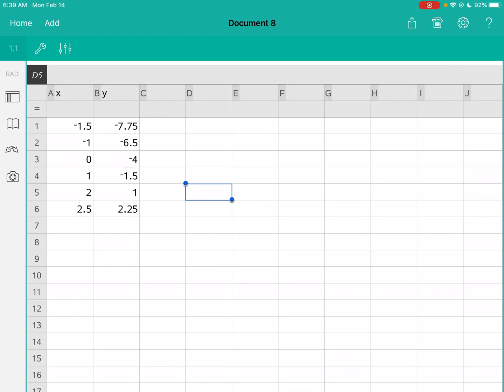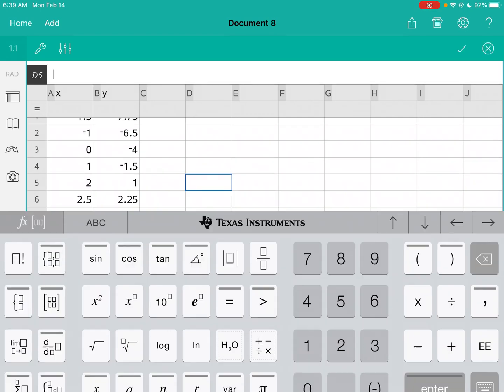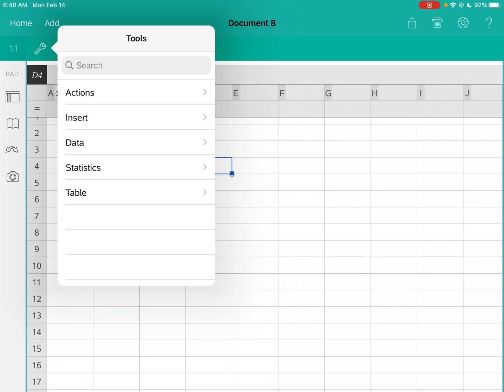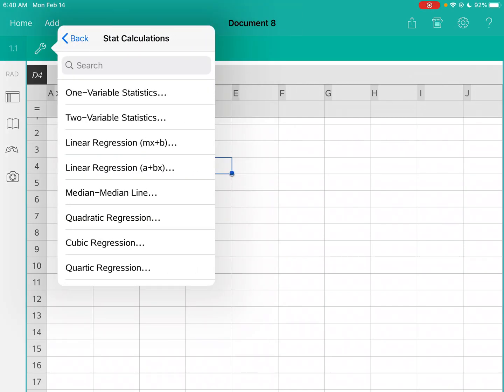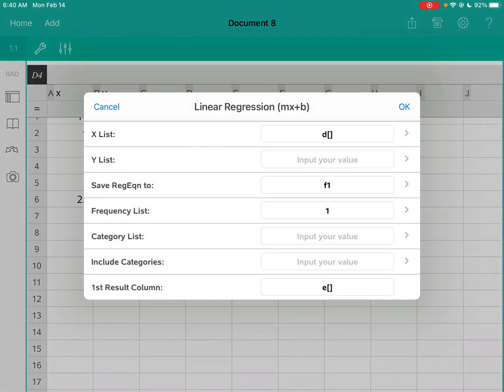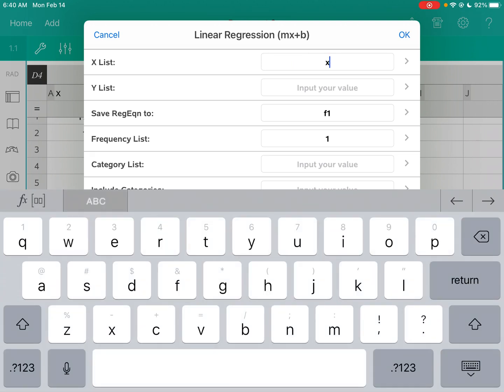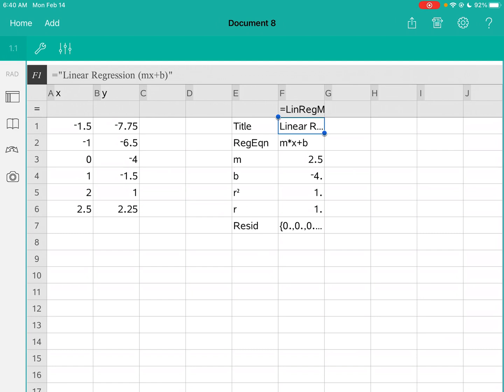There we go. Okay, now you have to make sure that you're not where you can type in a cell like this. You just want to be hovering over on the side. Don't hover over any of your numbers, and don't hover in that gray area. Once you do that, you go menu, 4, 1, 3. Our X list is X, our Y list is Y. And then we hit OK, and it tells us all our information.